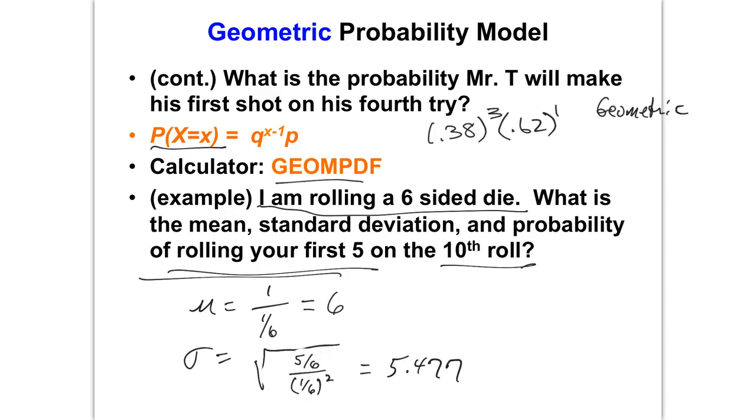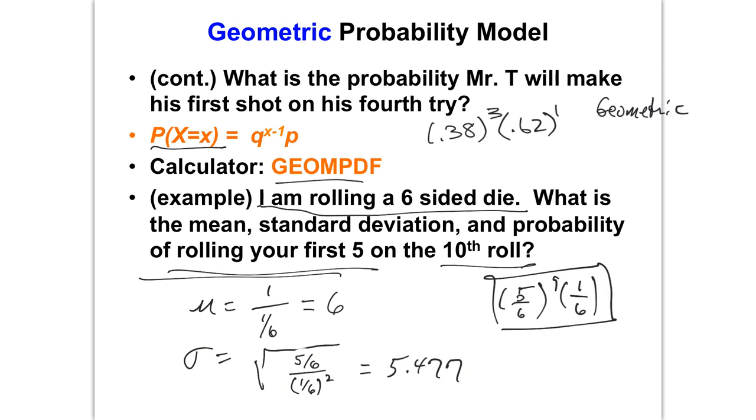And sigma, the standard deviation of that would be the square root of 5/6 divided by 1/6 squared, which is 5.477. Now, what is the probability of rolling your first 5 on the 10th roll? Well, that would be the probability of rolling something other than a 5 9 times in a row times the probability of rolling a 5. Okay, so whatever that calculation comes out to be, some really minuscule small probability.